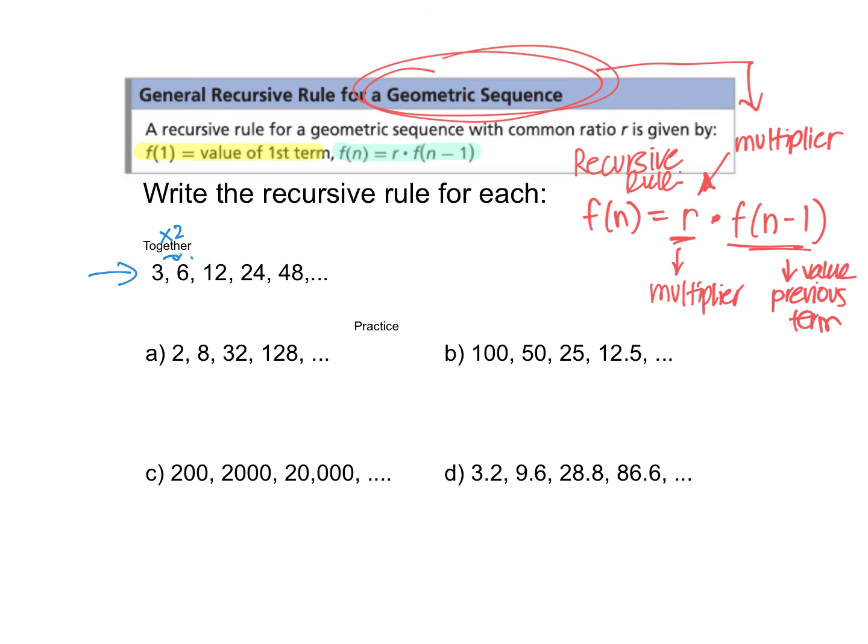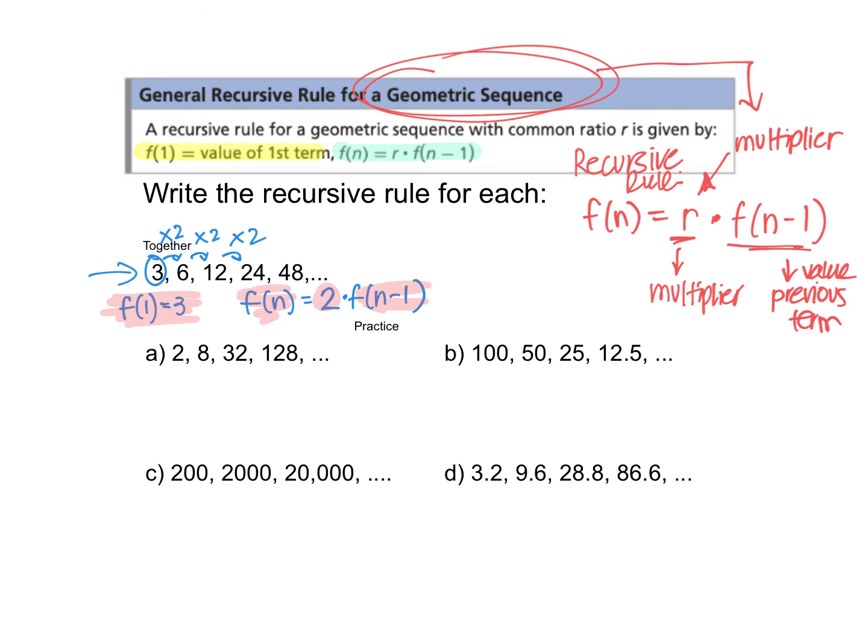So first thing I do is say, okay, it's pretty easy to see, it's doubling. So to write the recursive rule, you start by defining the first term. The value of the first term is 3, right? I can see that here. Then to write the recursive rule, to find any term number, I take the multiplier, or the common ratio, which we'll call 2, times f of n minus 1, the previous term. So again, you always have to define the first term, and then to find any term, you multiply 2 times whatever the previous term is.